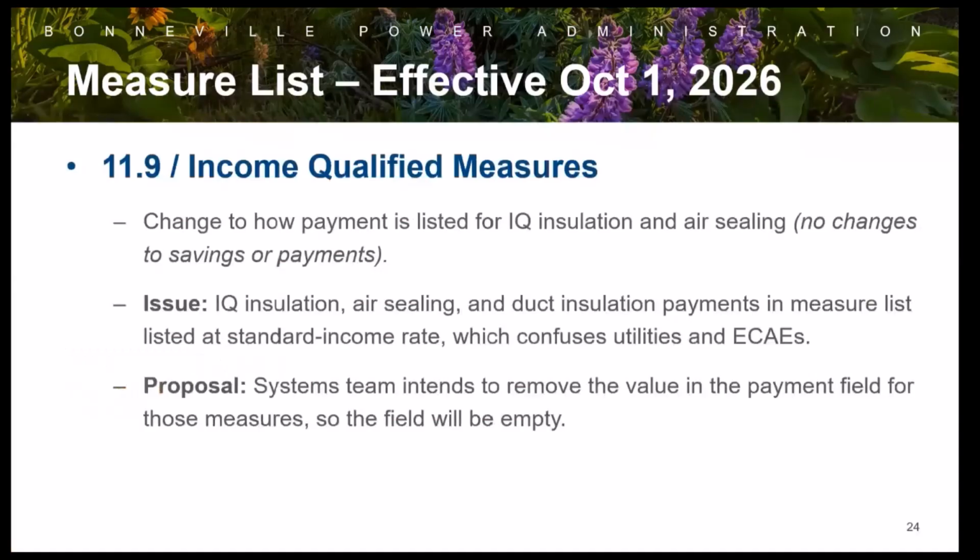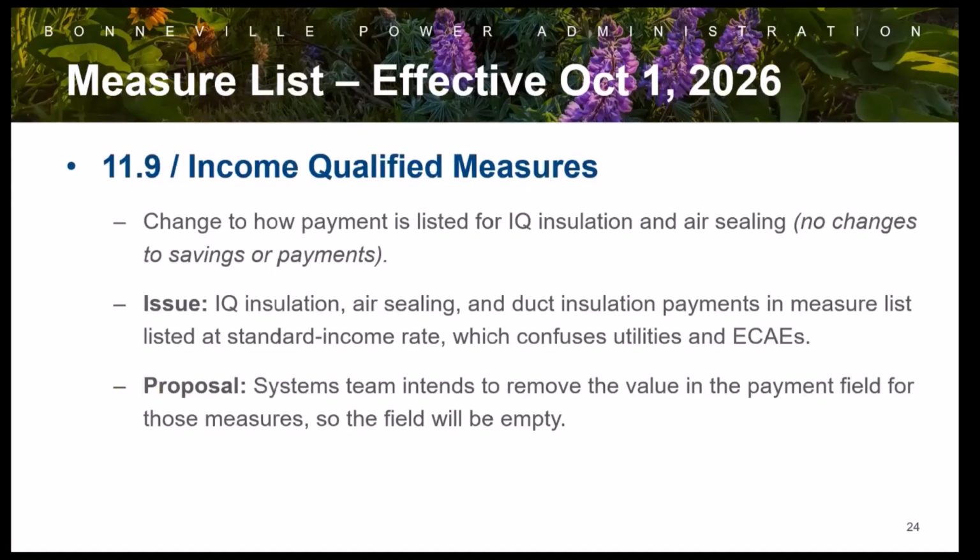So this is income qualified specific. Just a couple updates here. One is regarding how some payment information is listed in our measure list. We are making some changes to the measure list that are specific to income qualification insulation, air sealing, and duct insulation. So there are no changes to payments. There are no changes to savings. It's just how it's being communicated.